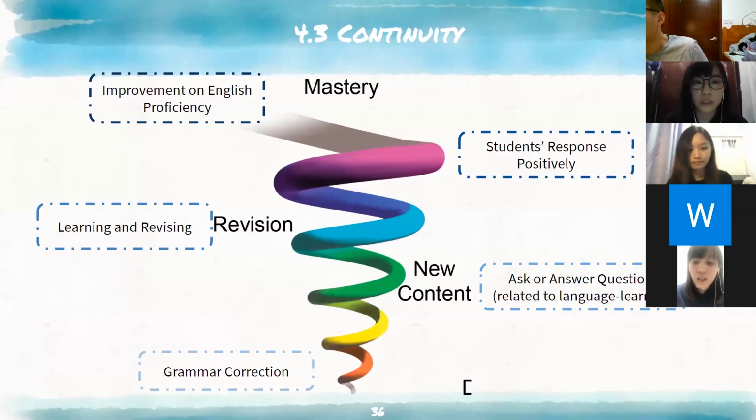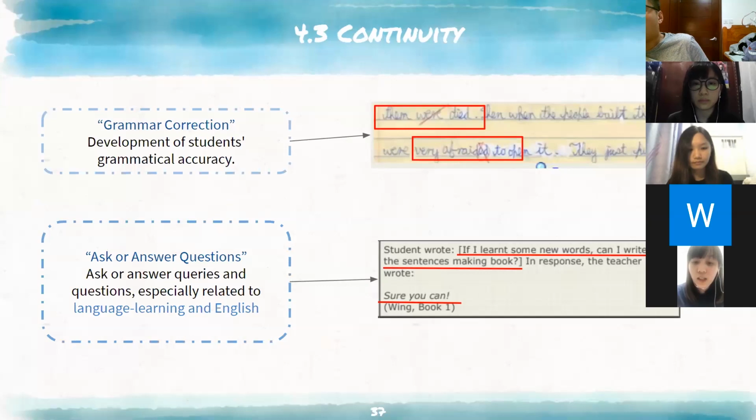To fulfill continuity, the spiral learning style has been applied in this curriculum. They would first consolidate students' grammatical knowledge to have a better foundation and develop students' grammatical accuracy. Then, the teacher would focus on answering students' queries, especially questions related to language learning and English.